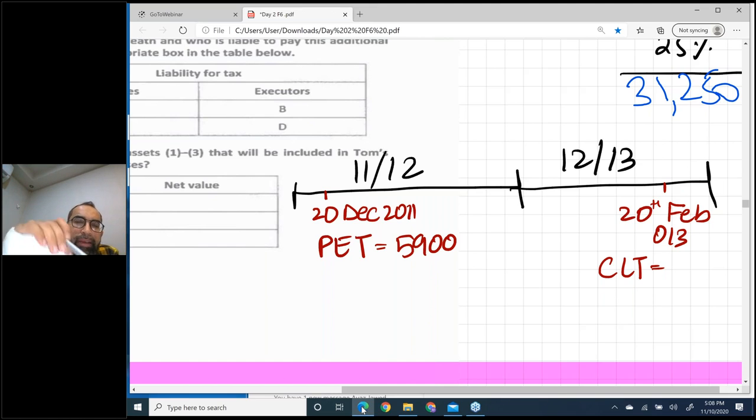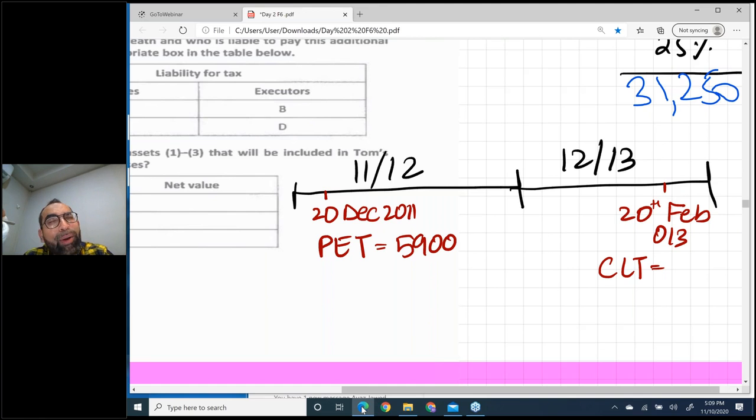So in 11-12, he did PAT of 5900. Tell me the last fiscal year before 11-12. It's 10-11, and you can see there is no gift in 10-11. So in 11-12, you have two annual exemptions available, 3,000 for 11-12 and 3,000 of the previous year.